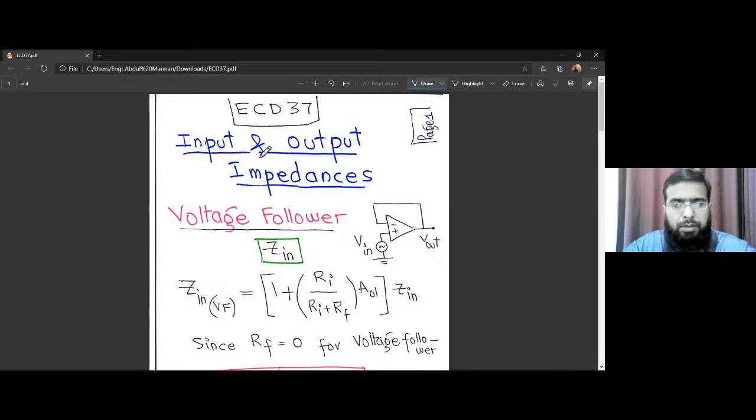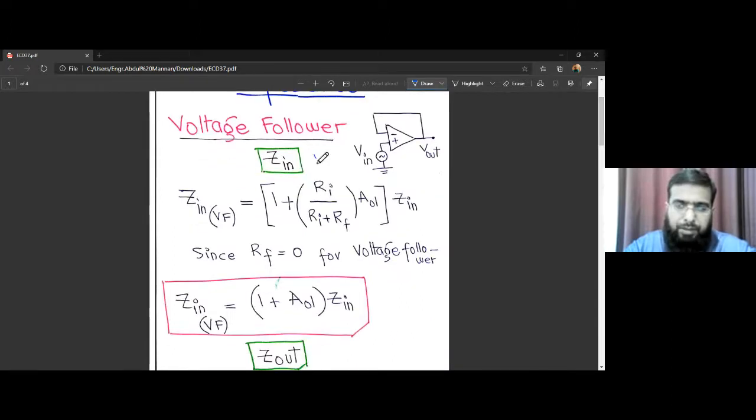In the last lecture, we studied expressions for input and output impedances for a non-inverting amplifier based on op-amp. In this lecture, we will study the voltage follower circuit and its Z-in, the input impedance, and its output impedance. The expression that we computed for a non-inverting amplifier for Z-in is this.